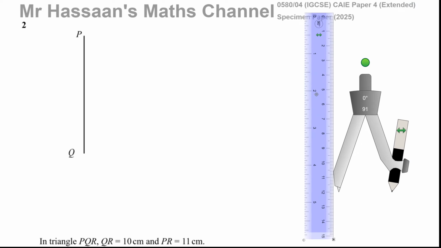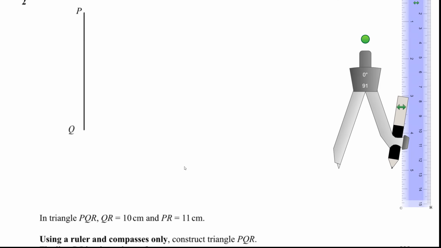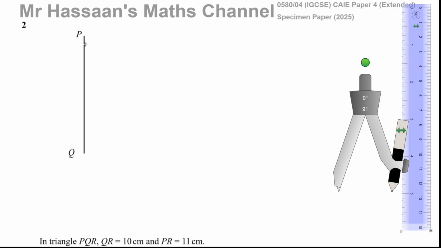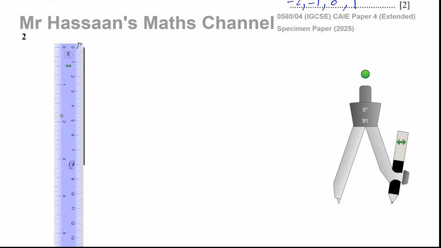Now, here we have a line PQ which is drawn. I've adjusted the diagram such that the radius of my compass can fit, because this can't really be adjusted very easily. So it says in the triangle PQR, QR is 10 centimeters, PR is 11 centimeters. Using a ruler and compass only, construct triangle PQR. The line PQ has been drawn for you. On the page it's roughly 8 centimeters long, around 8 centimeters according to my ruler.